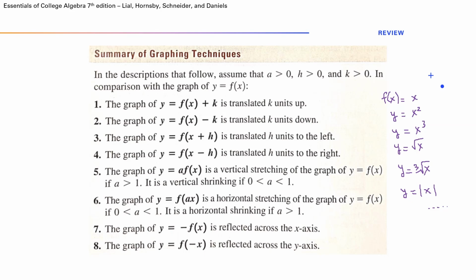So we know that if we add k or minus k outside of the function, it means it will be translated up or down. So plus is up, minus is down. It affects the y value, so up and down.